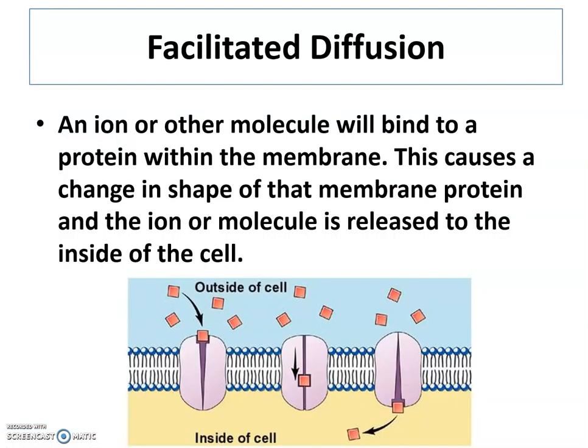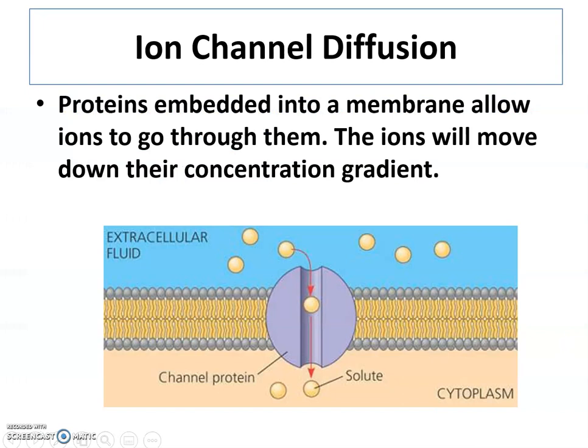Facilitated diffusion, so still diffusion, still high to low. But what facilitate means, it means to help. So there's going to be a protein here that is just going to help things along. Again, the cell membrane is controlling what comes into or out of the cell. This time it's a type of what we call facilitated diffusion.